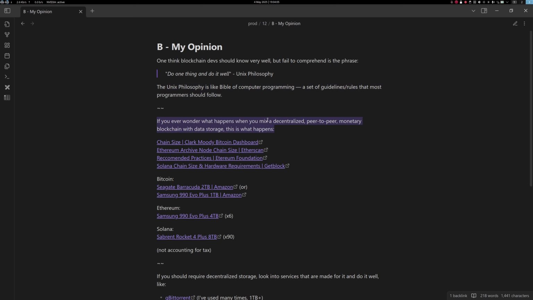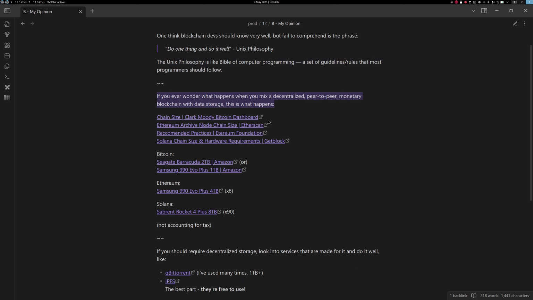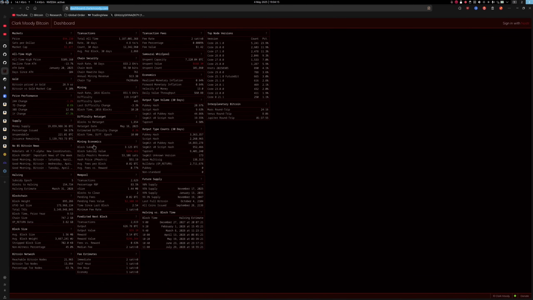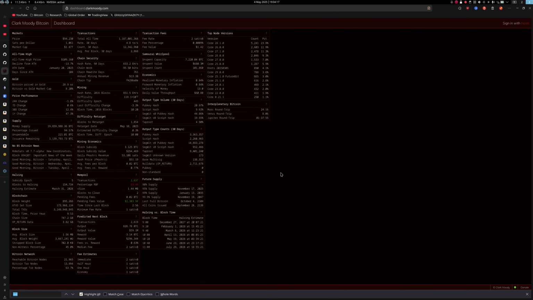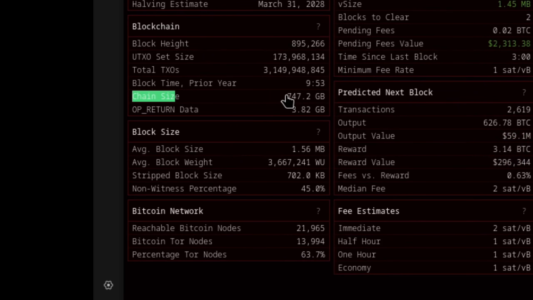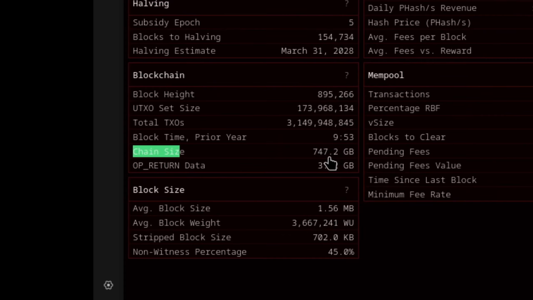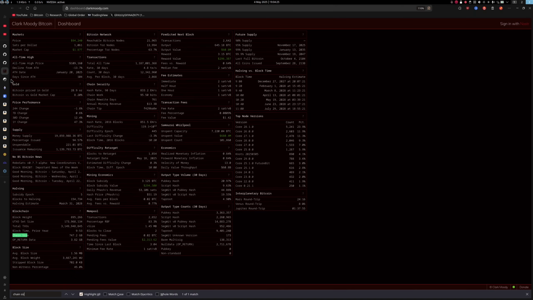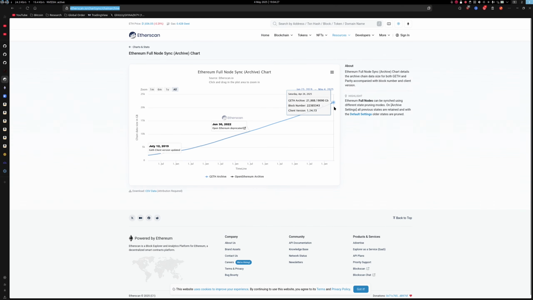Now, if you ever wondered what happens when you mix a decentralized peer-to-peer monetary blockchain with data storage, this is what happens. If we go to Clark Moody Bitcoin dashboard, let me find it really quick. Should be chain size. Right here, Bitcoin's blockchain is only 747 gigabytes. If we look at Ethereum, all the way over here, 22 terabytes. So Ethereum's blockchain is like 25 times what Bitcoin is.